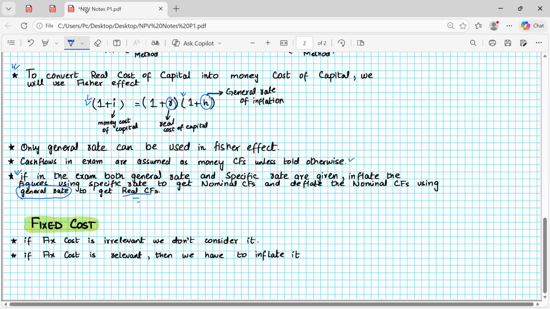If in the question the general rate and specific rate both are given and nominal cash flows are given, and you want to convert them into real cash flows, you have to deflate them. Deflate means removing the impact of inflation using the general rate of inflation. As for the fixed cost, I told you that irrelevant fixed cost is not considered. You have to consider the relevant fixed cost and inflate that, because only the relevant cash flows are considered.